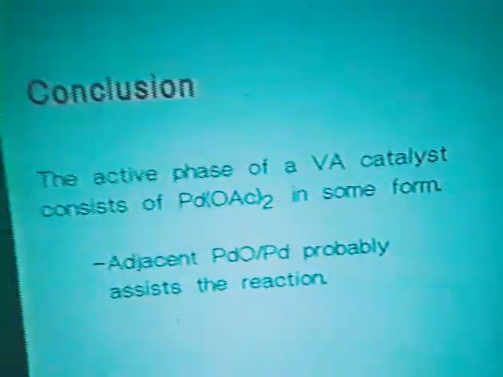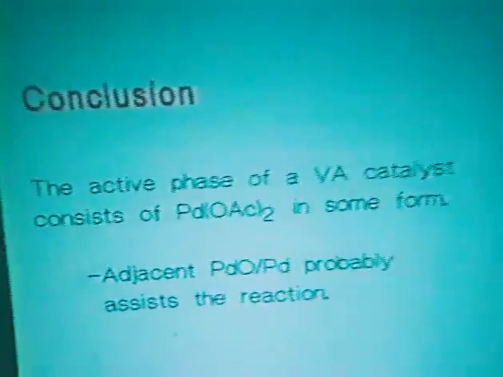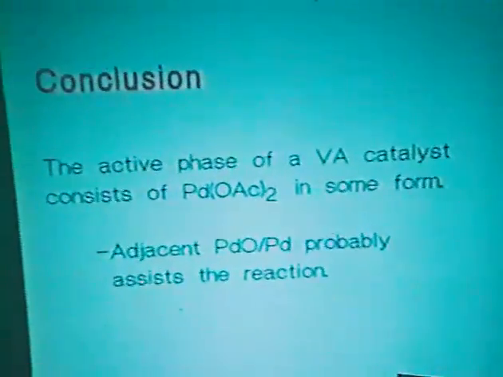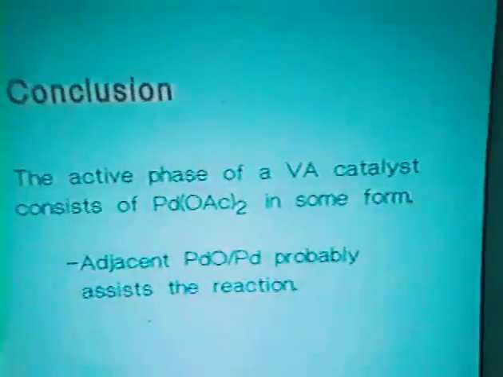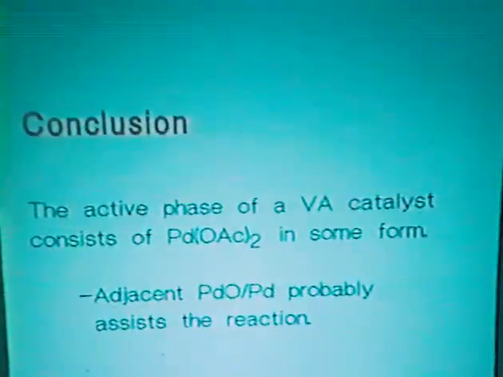So, in conclusion, we believe that the active phase of the vinyl acetate catalyst consists of some form of palladium acetate, but that adjacent palladium oxide or palladium metal is probably very important in the system of the reaction.